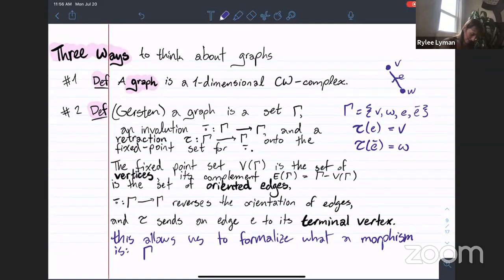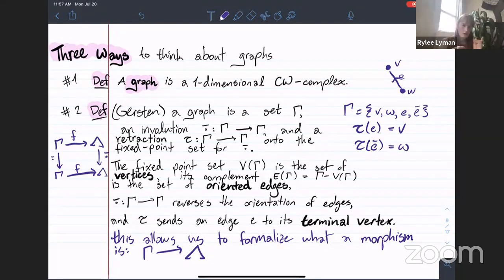It will be a map of sets, so a function of sets from gamma to lambda that's sort of equivariant. So if I do my involution, so this is the bar, I really cannot write that low, I'll write it over on the side. If I do my involution, my bar, and then I do my map F, that should be the same thing as doing my map F and then doing my involution. Or in other words, it sends edges to edges, or maybe it sends edges to vertices. But if it sends an edge somewhere, it sends the edge with the opposite orientation to the opposite orientation of the image. Sorry, that was very confusing for a very simple concept.